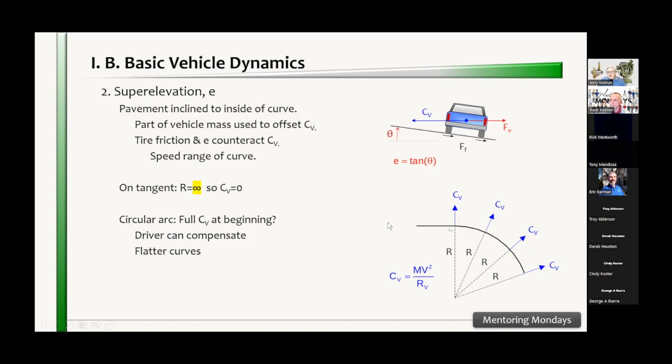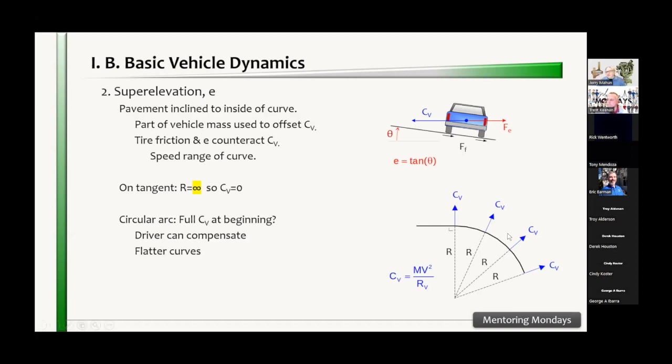When we're on a tangent section, the radius is equal to infinity. And there was a typo in the handout. I think I had radius equals 0 in there, or on the PowerPoint slides I had on the website. That's supposed to be radius equals infinity. The centrifugal force acting on a vehicle is equal to 0.